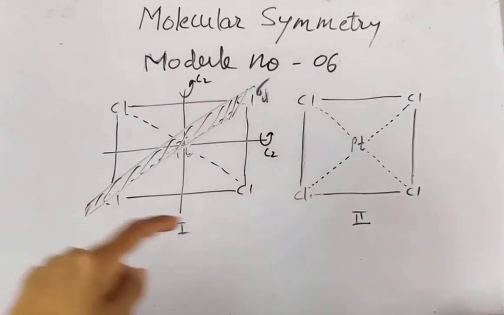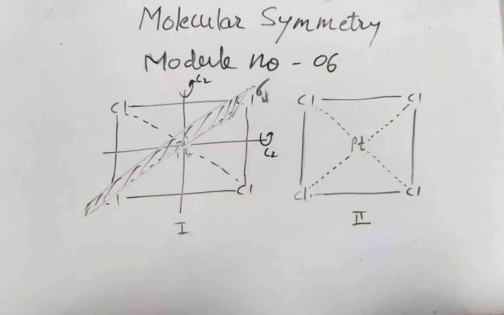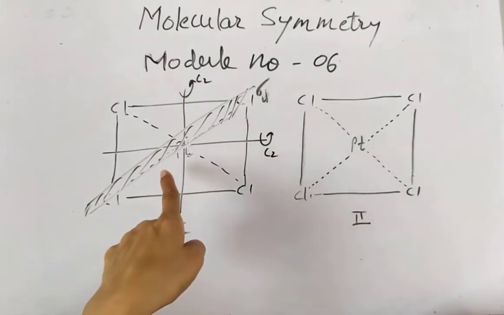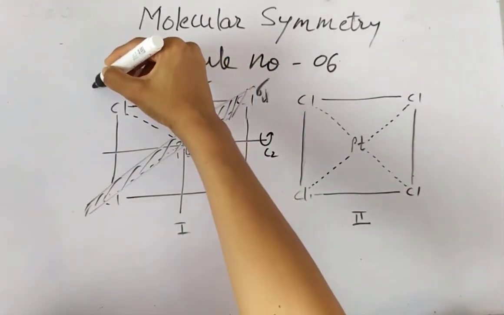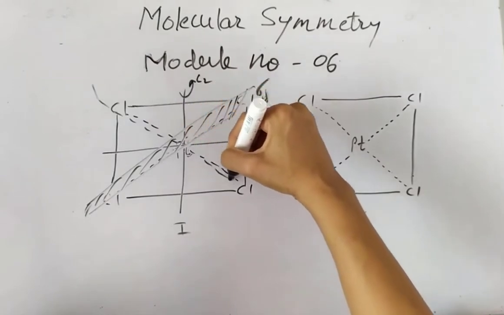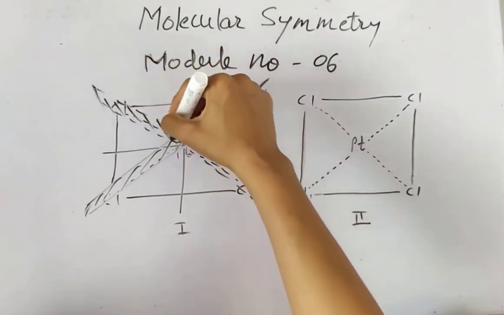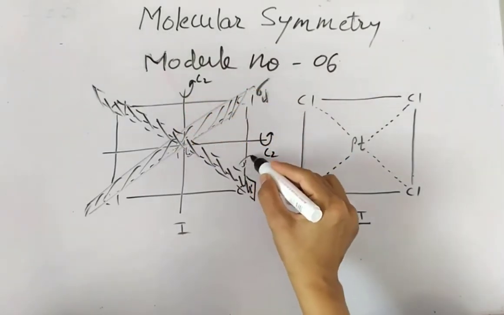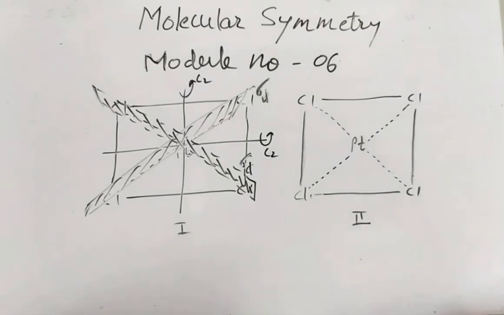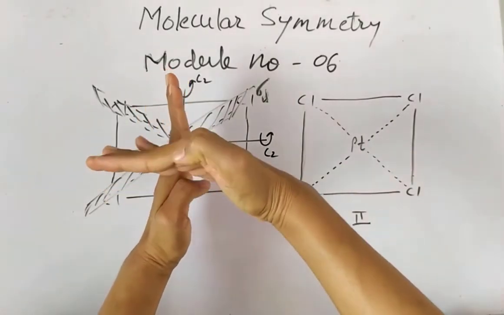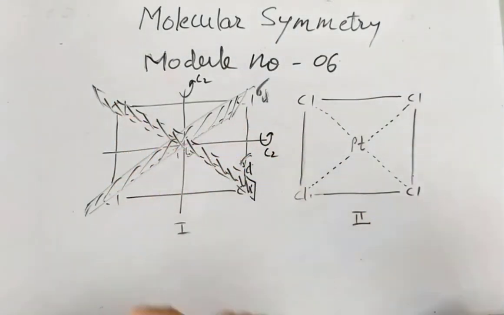Okay, so this is the one sigma D we have already seen, and my question to you was, find out the another sigma D present in PtCl4. How will you pass that another mirror plane sigma D? It will be like this, means in this direction. This is also called as sigma D. Alright, so these are the two perpendicular C2s, and these are the two dihedral planes.